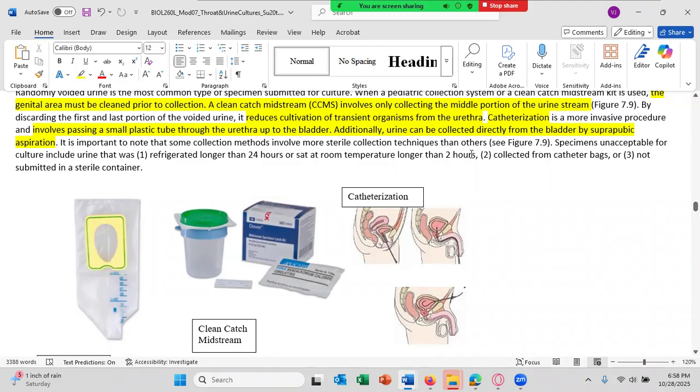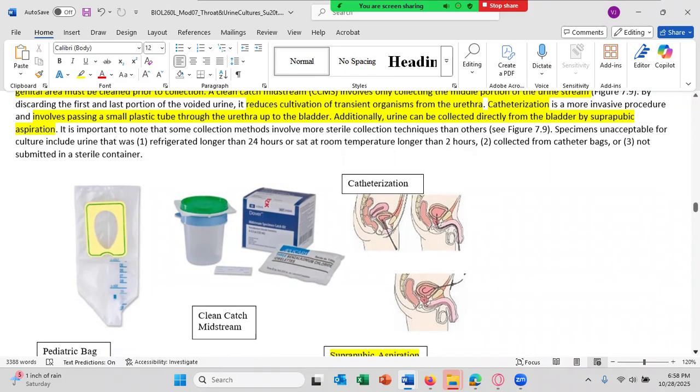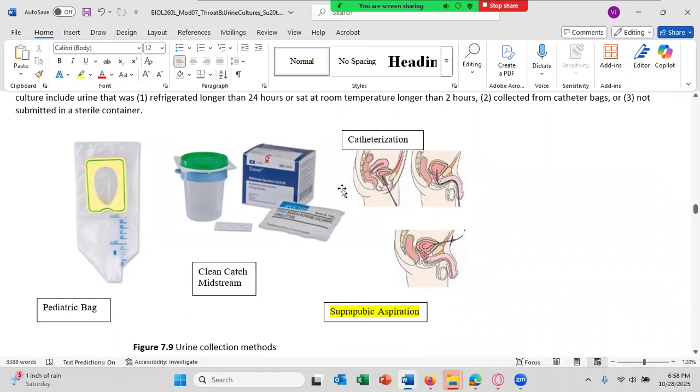Any questions about the 3 ways you can collect a urinary sample? Understandably, patients much prefer the clean catch method, and they least prefer the suprapubic aspiration method.